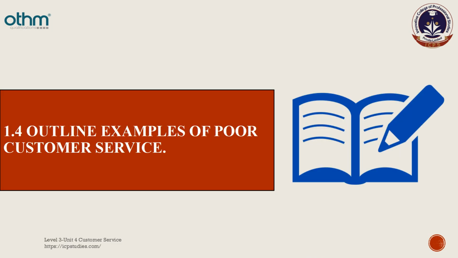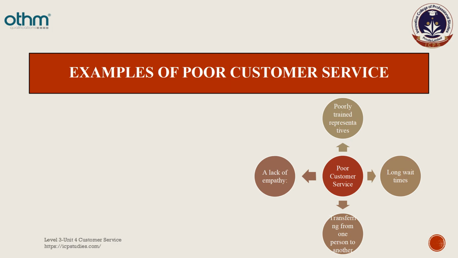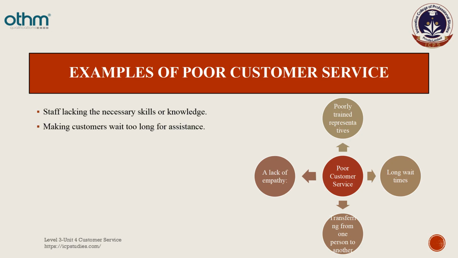Now we have the fourth assessment criteria, in which we outline different examples of poor customer service, just as we had different examples of good customer service. So the first one is poorly trained representatives or staff. Staff in our company who lack the necessary skills or knowledge would lead to poor customer service. Then we have the second example, that is long waiting times.